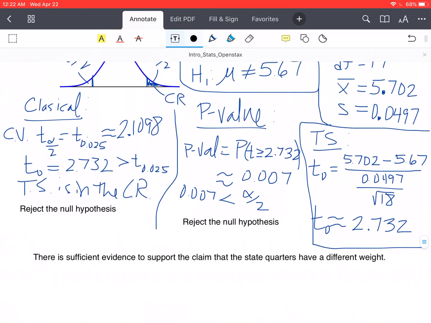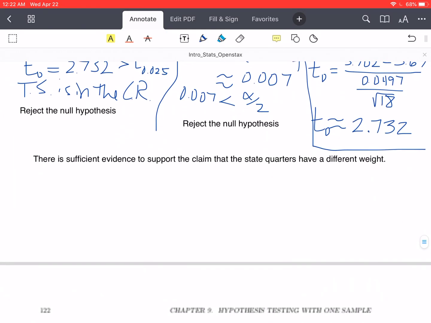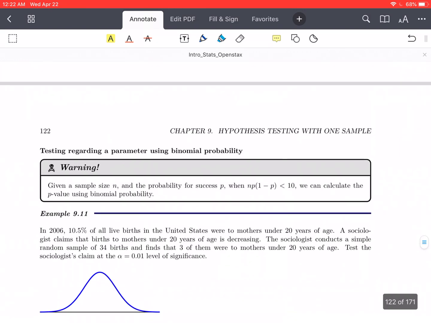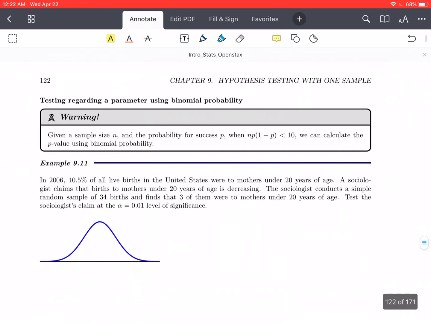Okay, so there is enough evidence for us to make that conclusion. All right. Then let's look at our last example here for chapter 9.